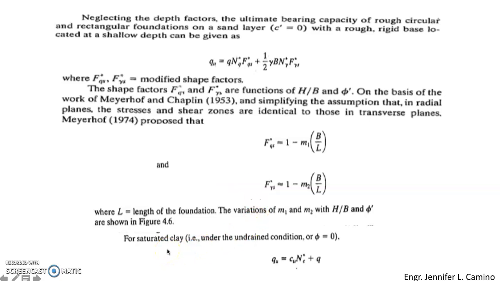For saturated clay, under the undrained condition, our phi is equal to 0. So meaning to say, the formula that you're going to use for the ultimate bearing capacity is this one. Ultimate bearing capacity is equal to the undrained shear strength times N sub C asterisk plus Q.